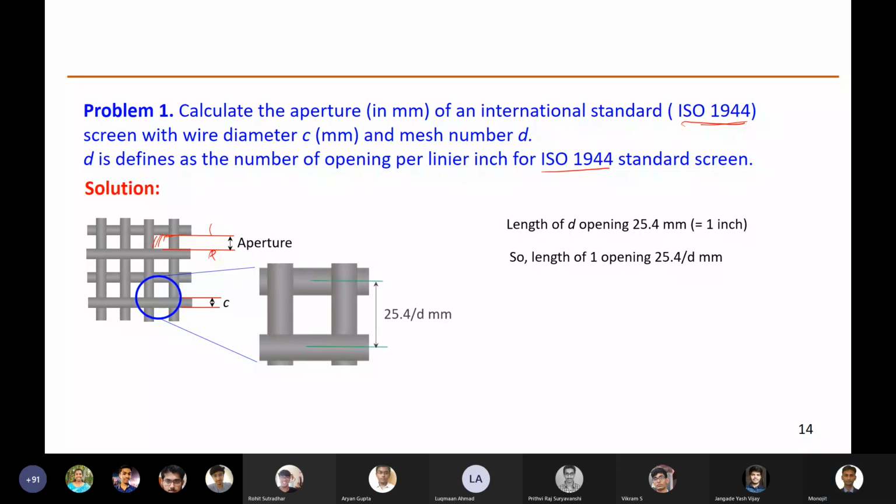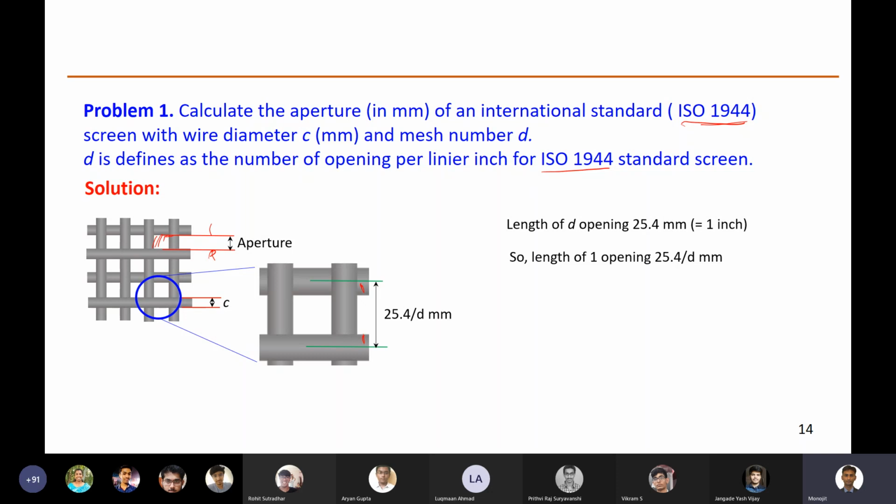Let's zoom in here, and this is what we have as 25.4 by D millimeter, because in 1 inch you have wires as well as openings. So if I consider the entire thing, the individual block will contain half of wire on each side, half of wire on this side, and half of wire on that side, right? This is one opening that will come as 25.4 by D.